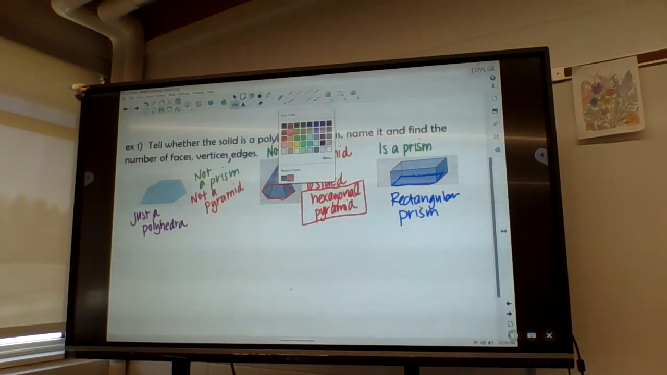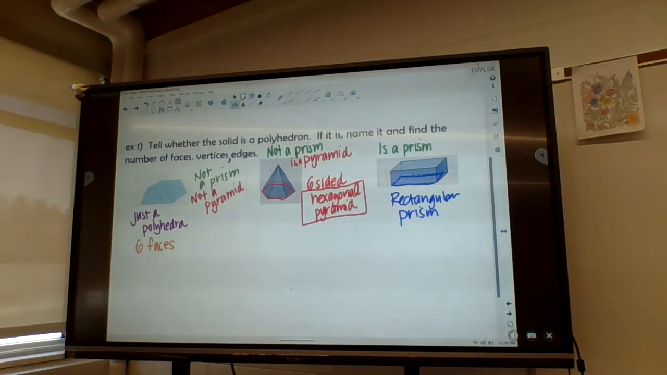In terms of the faces of this first one, I only see 3 of them. But remember, there should be one on the top and the bottom. That'd be 1 and 2. There's these 2, and then there's 2 on the back side. So this would be 6 faces. So top, bottom, these 2 we see, and then there's 2 on the back side.